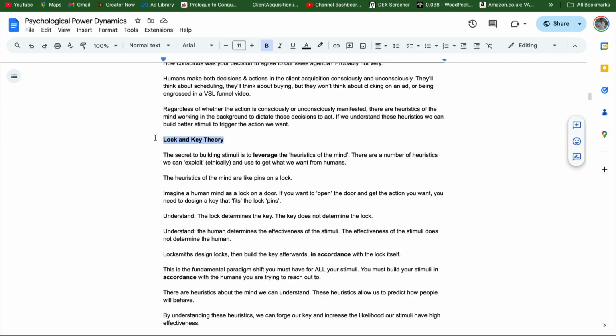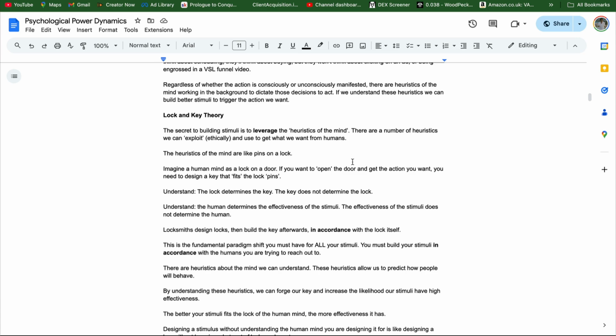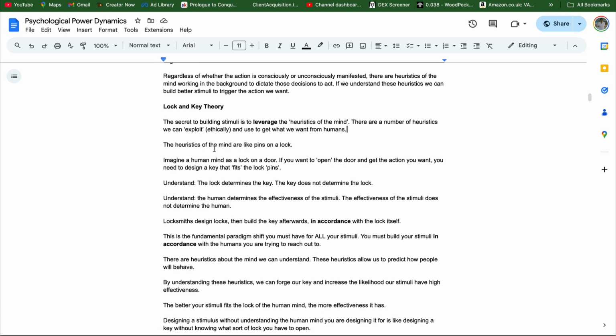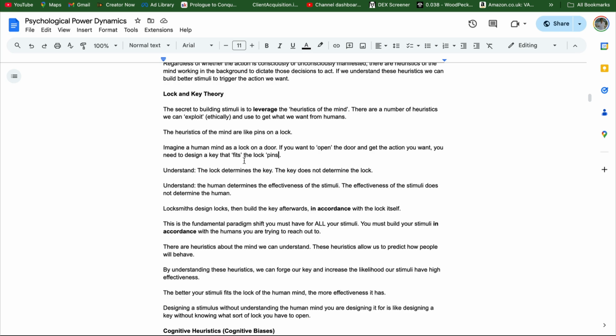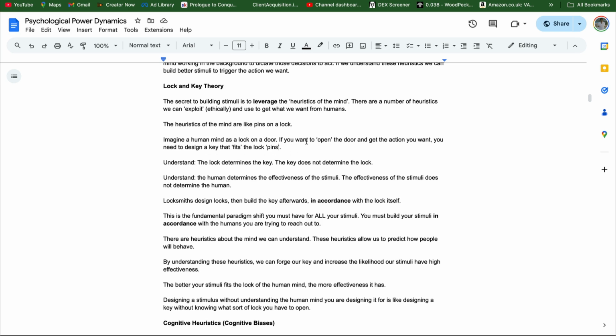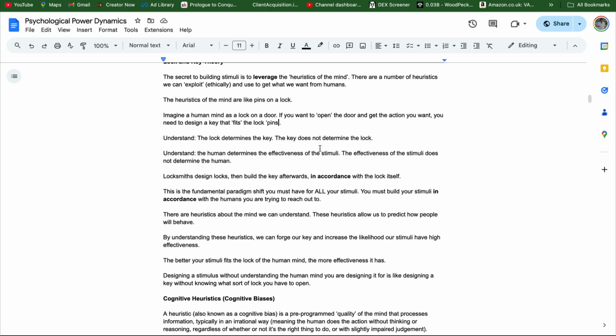So let's look at something called lock and key theory. Now, the secret to building stimuli is to leverage the heuristics of the mind. There are a number of heuristics that we can exploit ethically and use to get what we want from humans. And so the heuristics of the mind are like pins on a lock. Imagine a human mind as a lock on a door. If we want to open the door and get the action you want, you need to design a key that fits the lock pins. So understand that the lock determines the key and the key does not determine the lock.